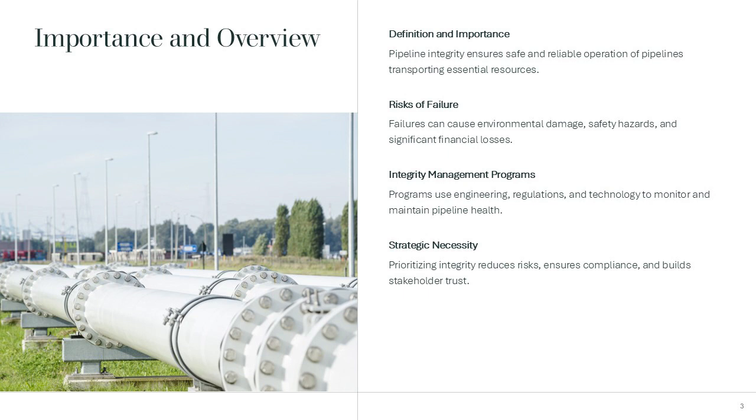Therefore, integrity management programs are implemented to monitor, assess, and maintain pipeline health. These programs involve a combination of engineering practices, regulatory compliance, and advanced technologies. The concept encompasses prevention of damage, early detection of anomalies, and effective mitigation strategies. By prioritizing pipeline integrity, operators can reduce risks, comply with international standards, and build trust with stakeholders.